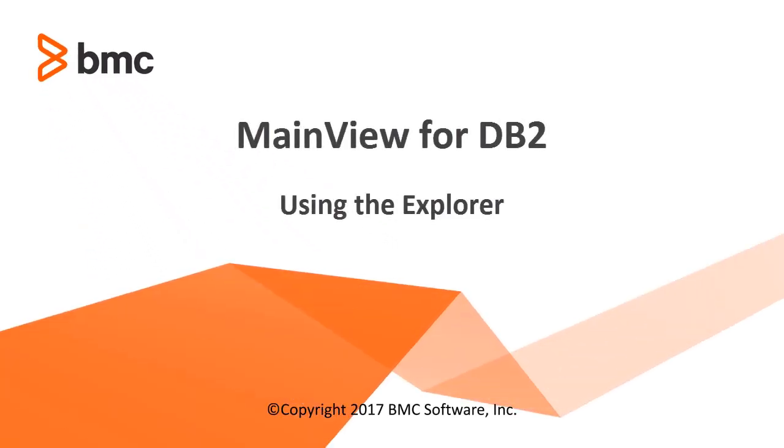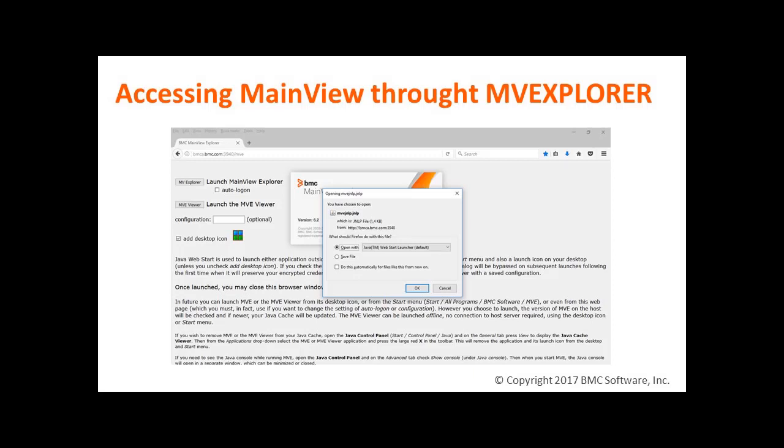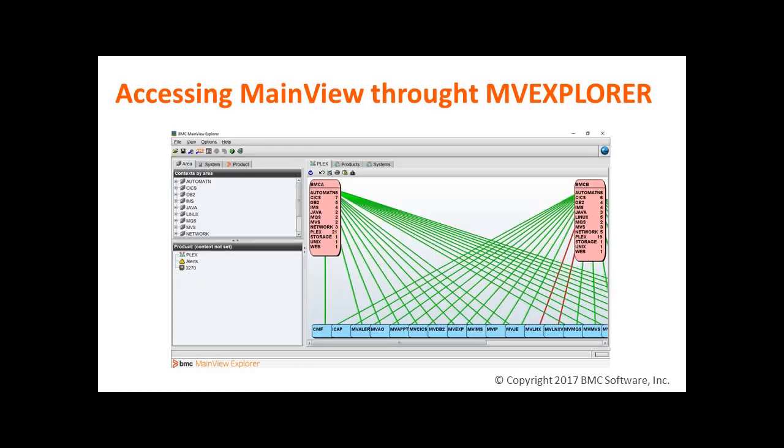Today we'll be talking about accessing and using MainView for DB2 through the MainView Explorer. For accessing MainView through the MainView Explorer on my system, I'll enter the URL bmca.bmc.com:3090/MVE into my browser, and I'll click on Launch MainView Explorer. Then I'll choose Open with Java and click OK.